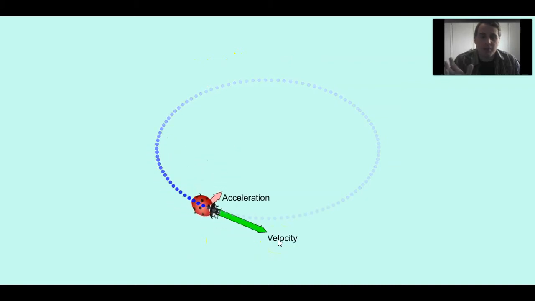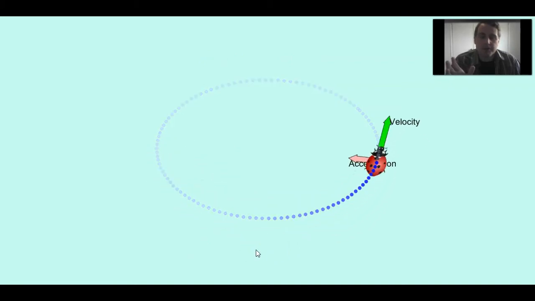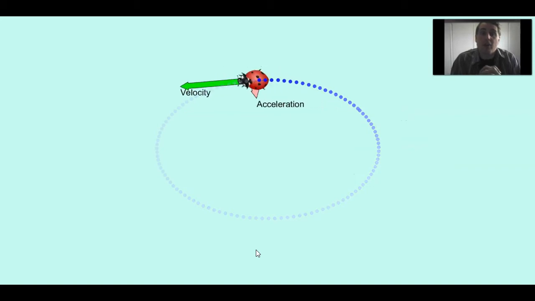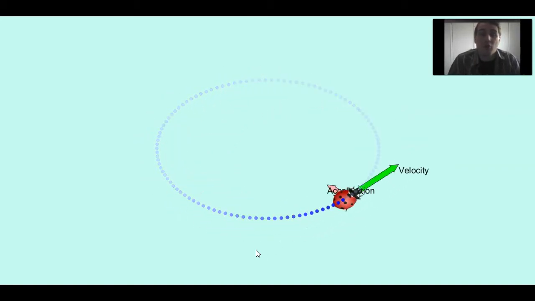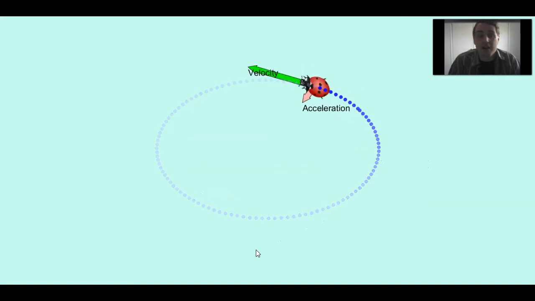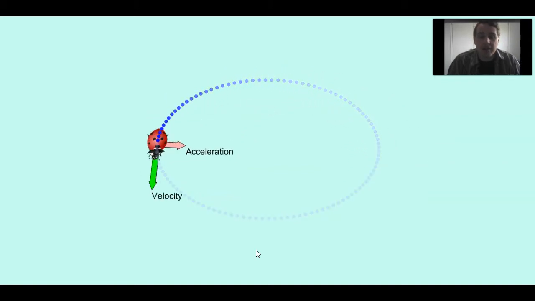So this is what we mean by elliptical motion. Now, by the way, there is also such a thing as non-uniform circular motion. In other words, circular motion not at a constant speed. So I'll address that here in just a moment.